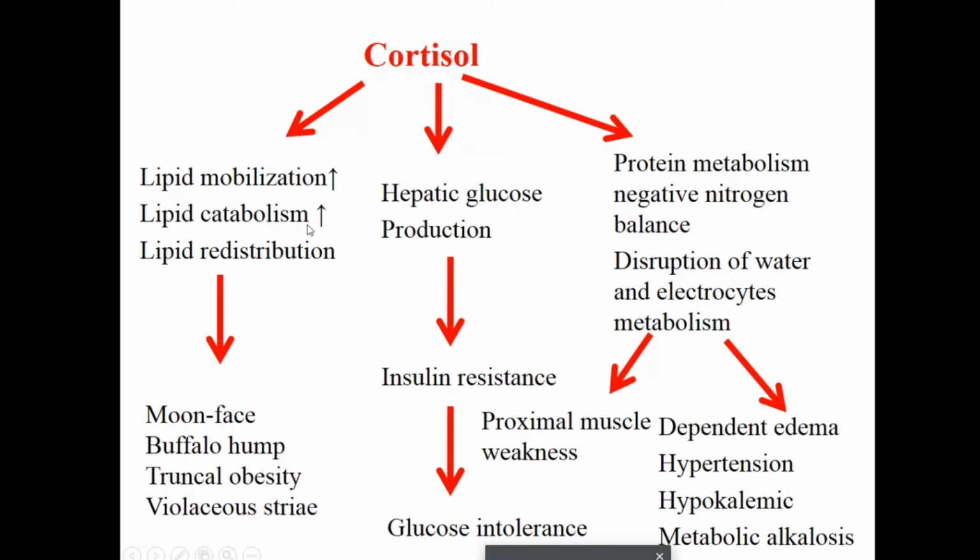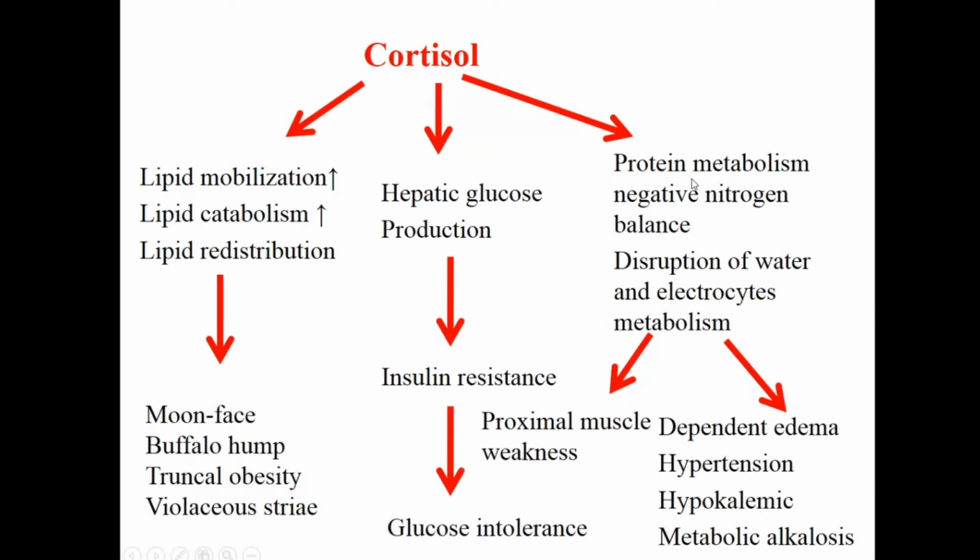Lipid catabolism increases, that's why there will be dyslipidemia, then lipid redistribution. Because of the fat redistribution, there will be moon face, buffalo hump, truncal obesity, and there will be striae. And because of the effect on the liver, there will be increased gluconeogenesis, so there will be hepatic glucose production, and because of obesity, at the same time, there will be insulin resistance. And because of the hepatic gluconeogenesis and the insulin resistance, it will lead to glucose intolerance.